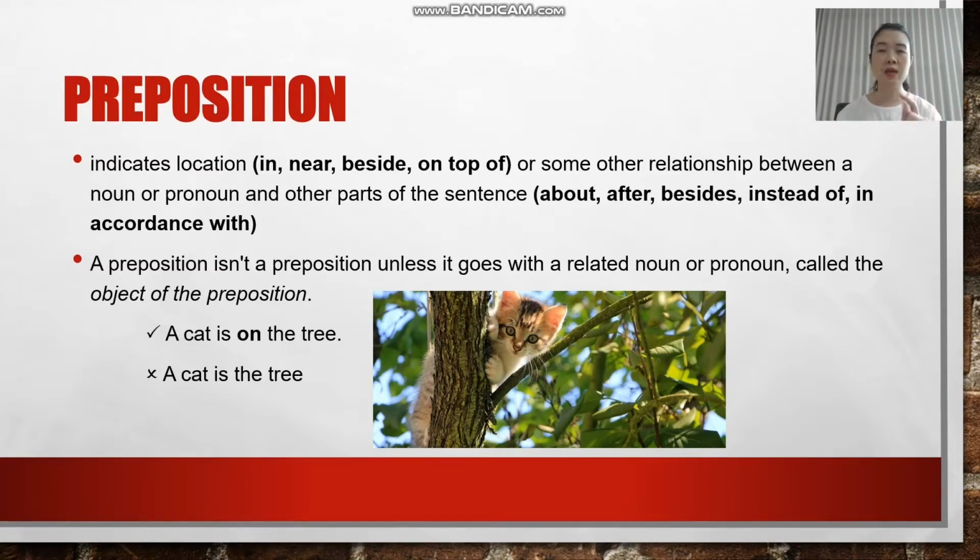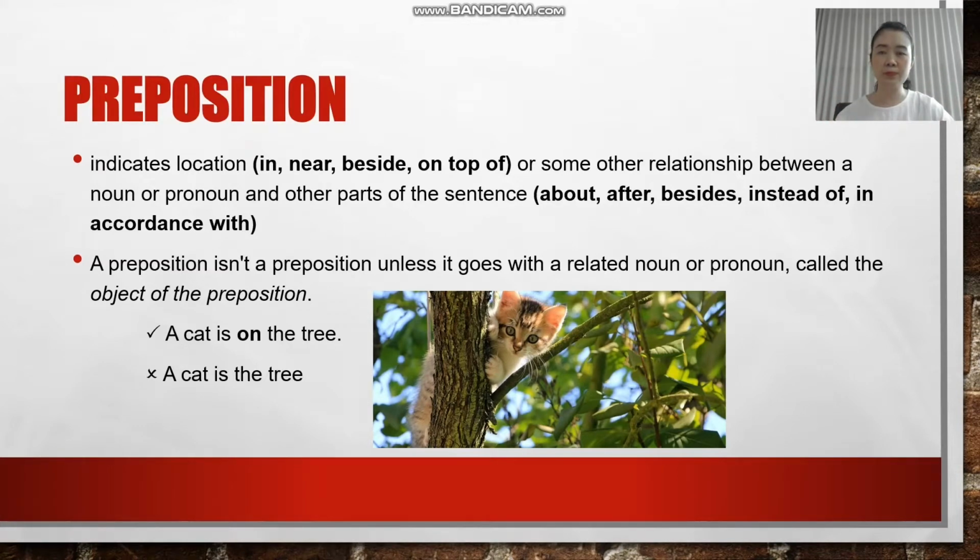Alright, but if you think that, well, we don't need the preposition, what would happen if we don't have the preposition? It will look like this. A cat is the tree. Oh really? A cat is a tree. It looks like a monster cat or something. So I don't think so. Okay, so you can see that we have a cat and the word tree. That is to tell the location. That is to tell the relationship between these 2 nouns.